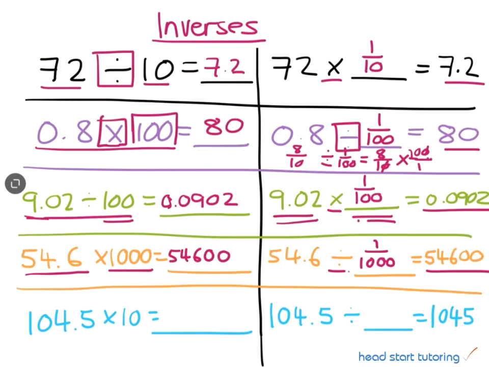Let's have a look at 104.5 multiplied by 10. That will give us an answer of 1045. Now, what are we going to divide 104.5 by to get that same answer? We are going to divide it by its inverse. So we divide it by 1 over 10, and we find out that 104.5 multiplied by 10 gives us the same answer as 104.5 divided by 10's inverse, which is 1 over 10.